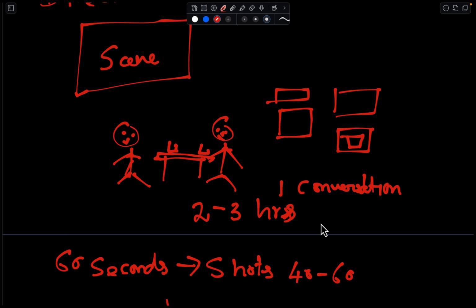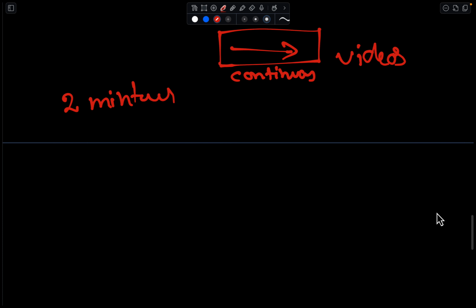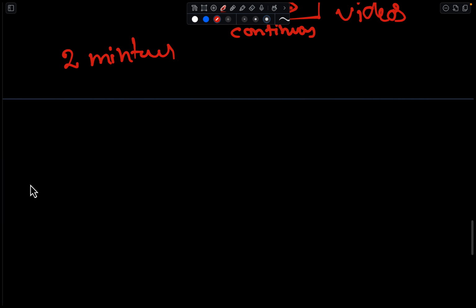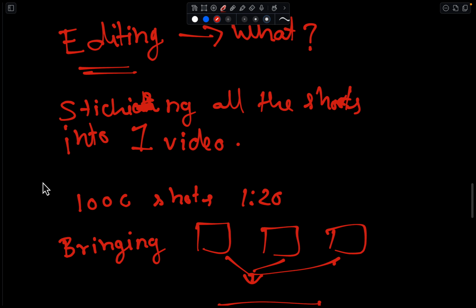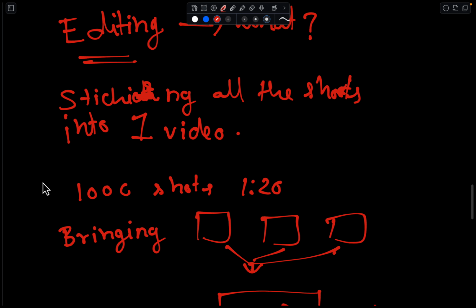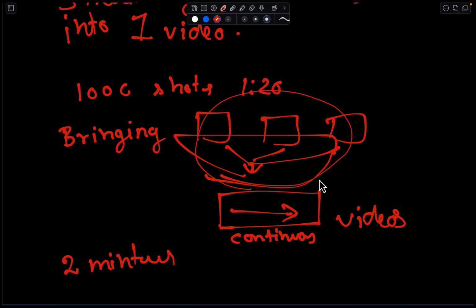So probably there are 15 to 40 shots, and all these are put together and made to feel like a single continuous thing that happened in a single continuous place. So that is what editing does to us. Editing creates the magic of bringing all these different things into one particular video. That is the role of editing.